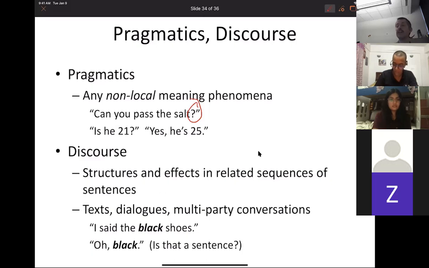So how do you know this? Well, you have a knowledge of pragmatics. How do we get computers to know this? We give them a knowledge of pragmatics. There are other kinds of pragmatic inferences that are made. So in the US, if you say something like, "Is he 21?"